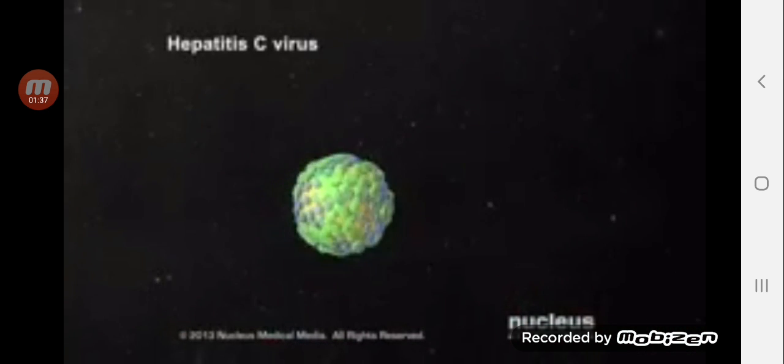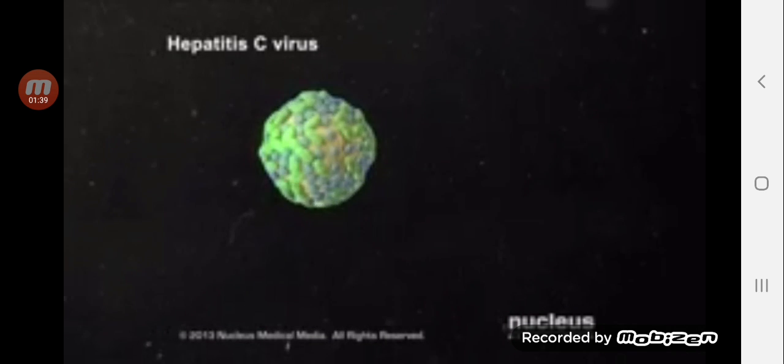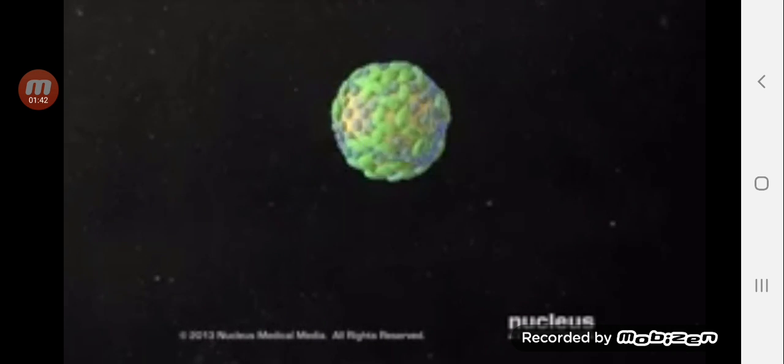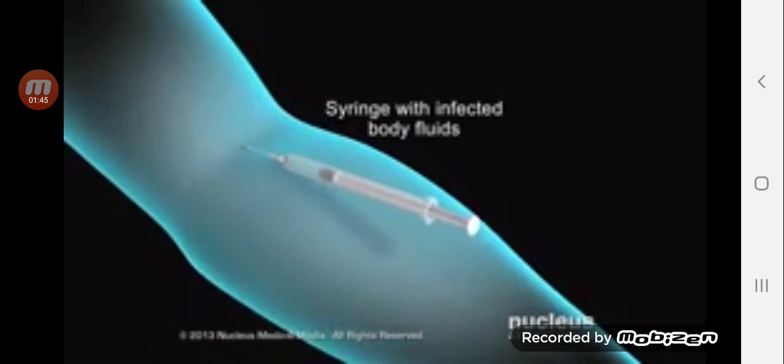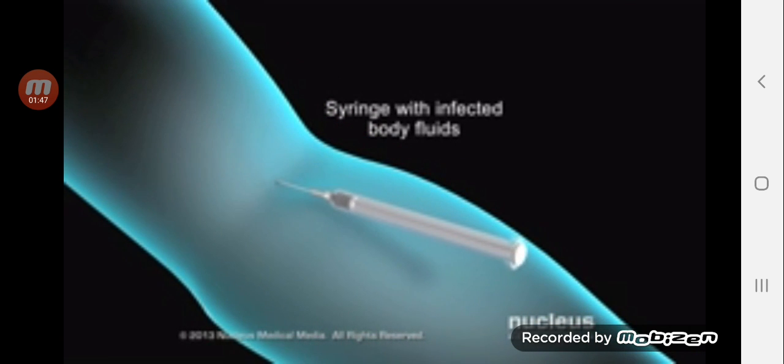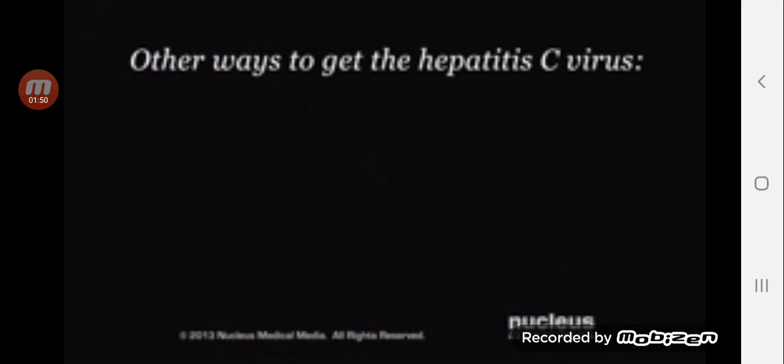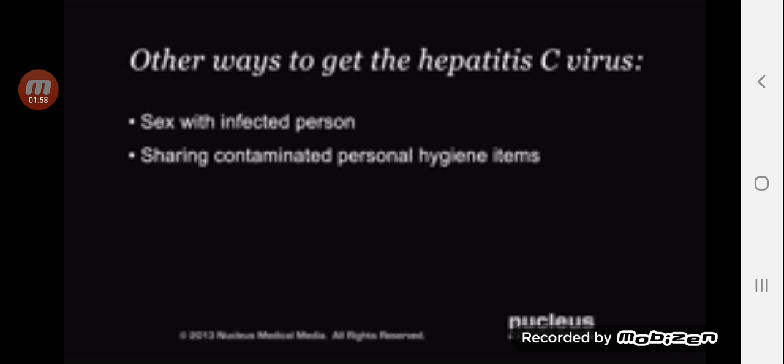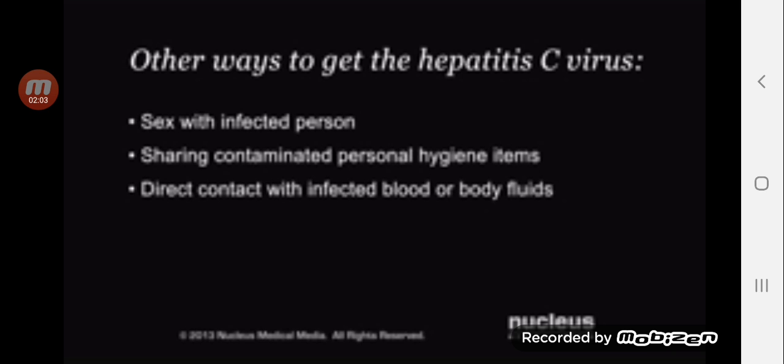eat. If you have hepatitis C, the virus entered your body when you were exposed to the blood or other body fluids from a person infected with the virus. This could have happened from sharing a drug syringe with an infected person. Other ways you may have been exposed to the virus include having sex with someone infected by the virus, sharing personal hygiene items such as razors or toothbrushes used by an infected person, direct contact with the blood or body fluids of an infected person, or when a mother passes it to her baby during birth.